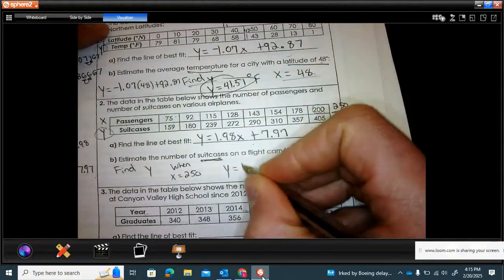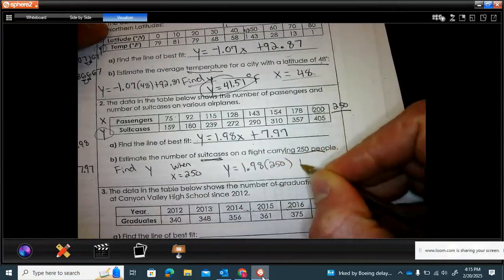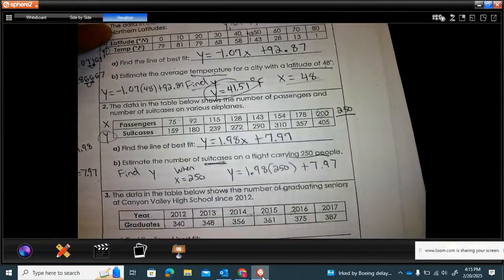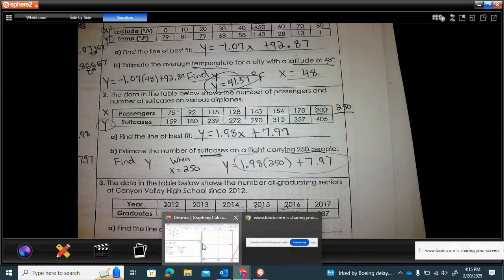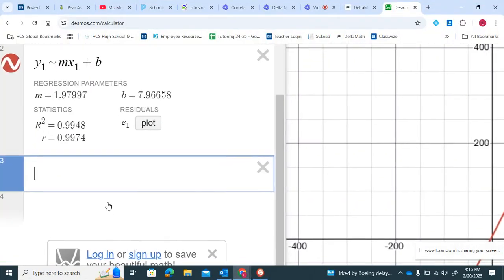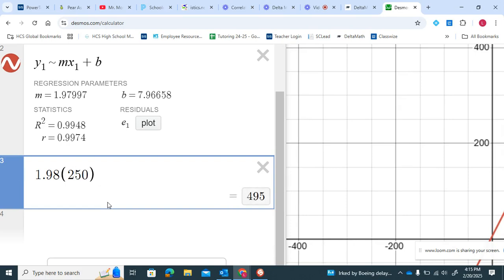So everywhere we see an X, we plug in 250, and then all we do is take this, plug that into Desmos, and see what we get. So I'm going to do it below here. I'm going to do 1.98 in parentheses 250, and then plus 7.97. And my answer is 502.97.